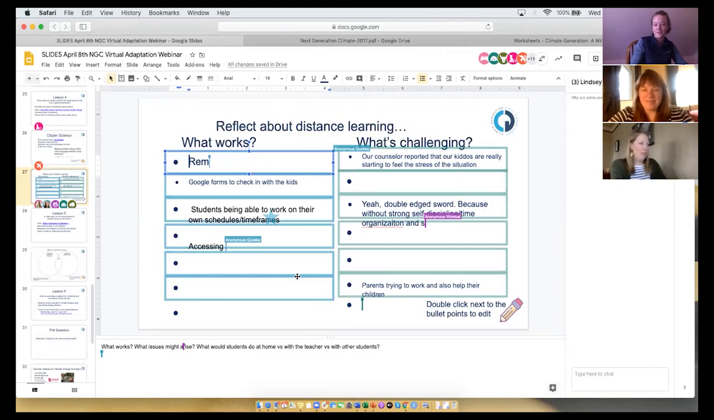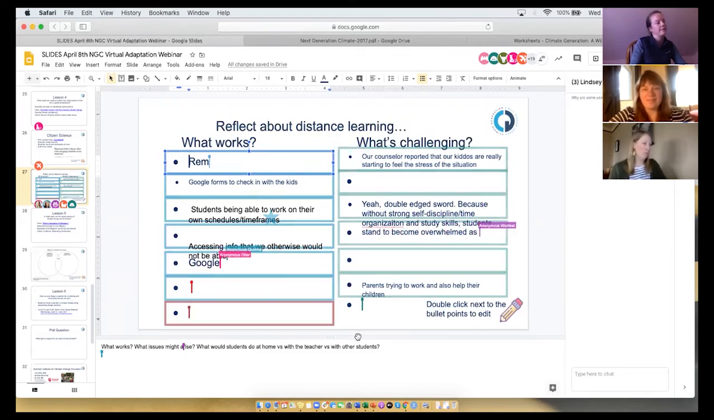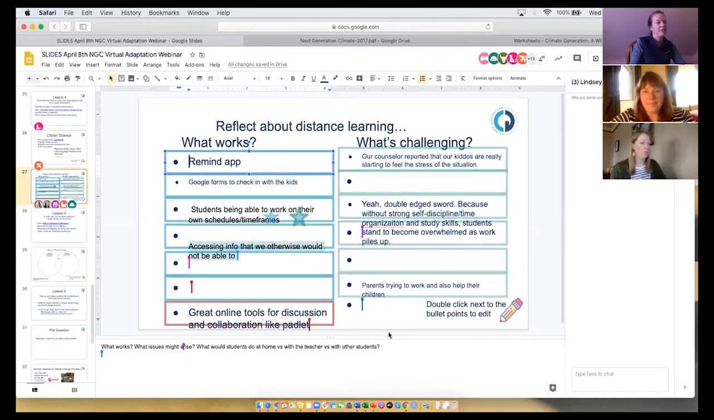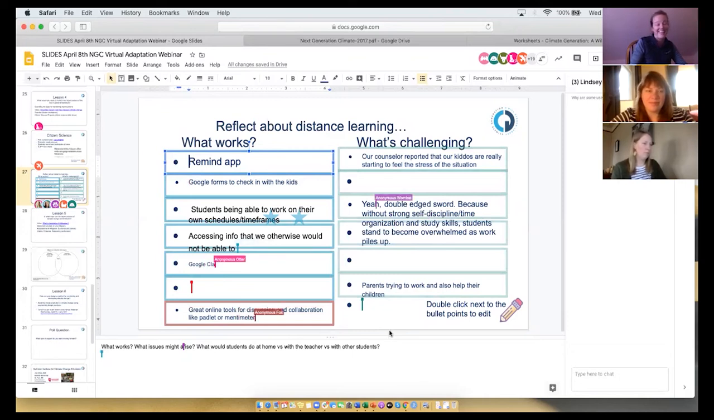Google Forms works for doing formative assessments for students. Yeah, challenges are emotional stress for students. Double-edged sword of providing structure, but students not having enough self-discipline maybe to stay organized, or even the skills that they need to do online ed. And challenging for parents, yeah, definitely.